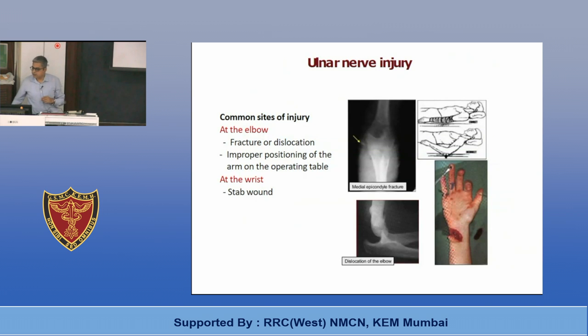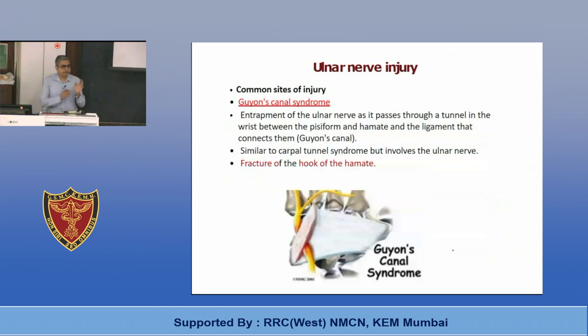Okay. This injury we already discussed. Then there is Guyon's canal. This is the place where the pisohamate ligament lies between the hook of hamate and pisiform. So this is the place of the pisohamate ligament. So the nerve can be compressed in Guyon's canal.